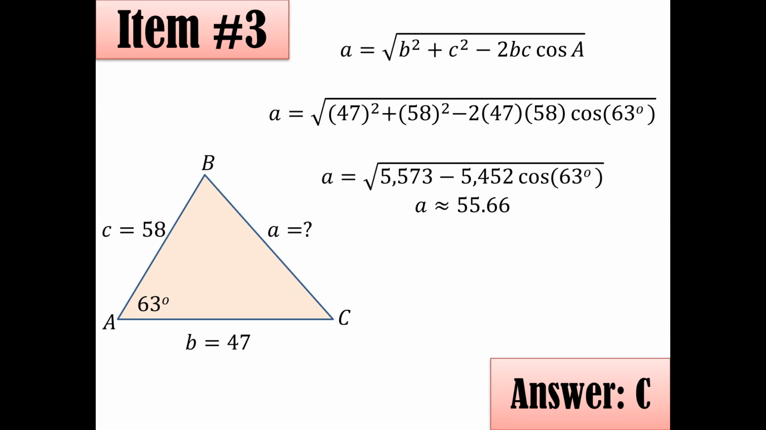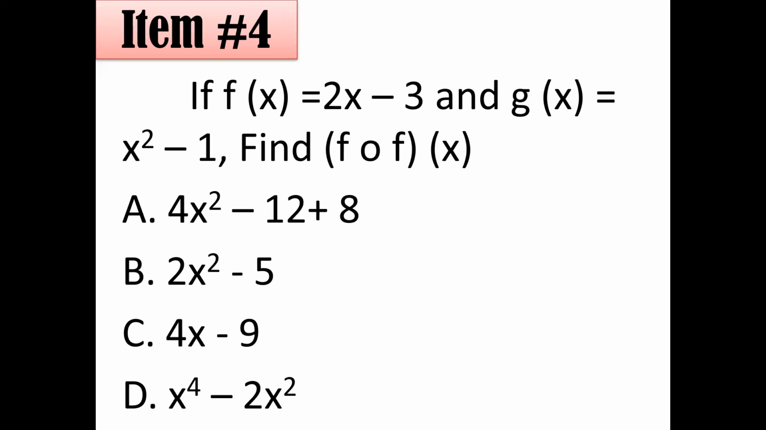Number 4. If f of x equals 2x minus 3 and g of x equals x squared minus 1, find f of x. Did you go for option A, B, C, or D? Okay, so we have letter C daw, according to 3 of your friends here.